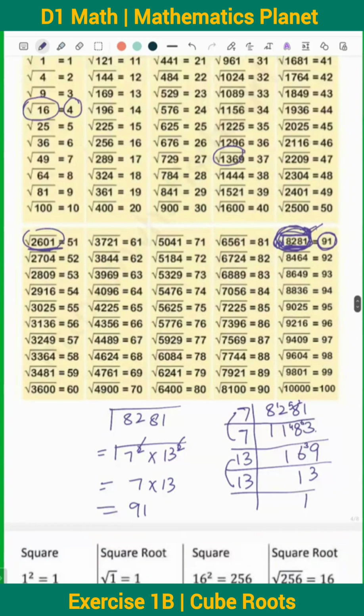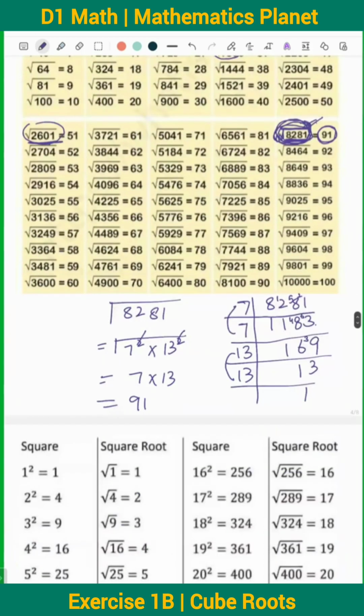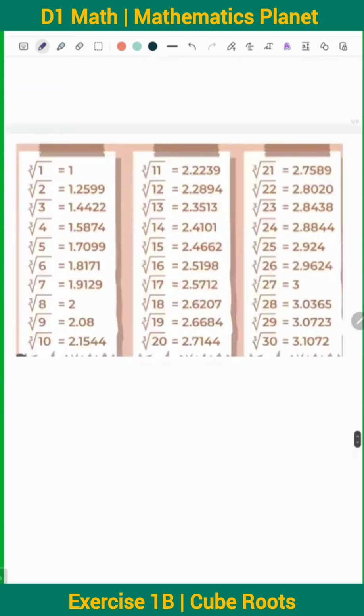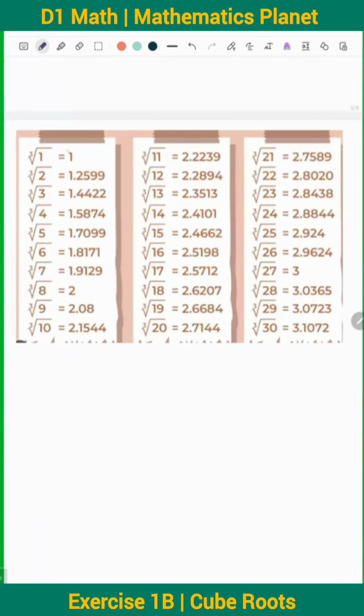Okay. This is a table in front of you. If 1 square is 1, then the square root of 1 is 1. If 2 square is 4, then the square root of 4 is 2. If 3 square is 9, then the square root of 9 is 3. It means they are inverses of each other. Okay, now coming to the cube roots. The cube root of 1 is 1. What about the cube root of 2?